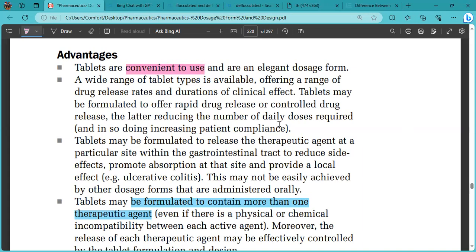They can be made as buccal tablets, sublingual, effervescent, enteric-coated tablets, or whatever. It means that you can control the drug release. And by controlling drug release, you can reduce the number of daily doses required, and in so doing increase patient compliance in taking the drug.